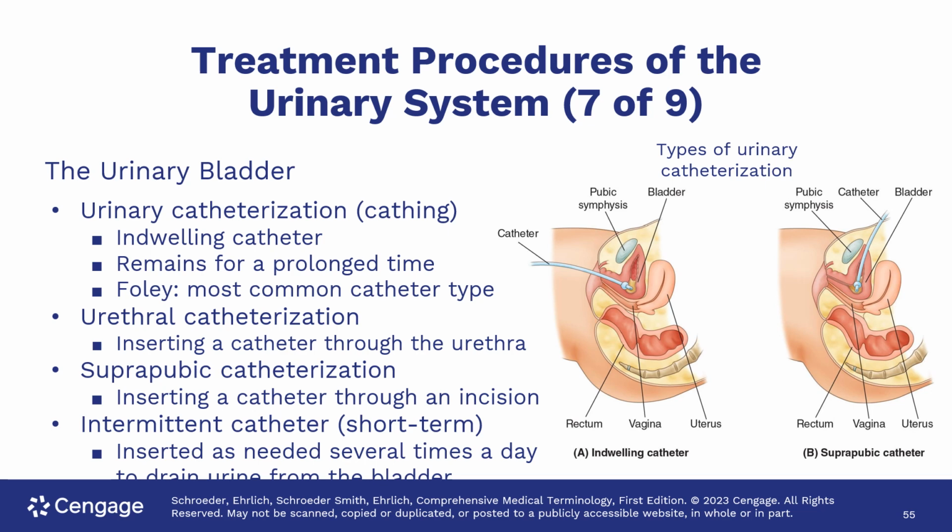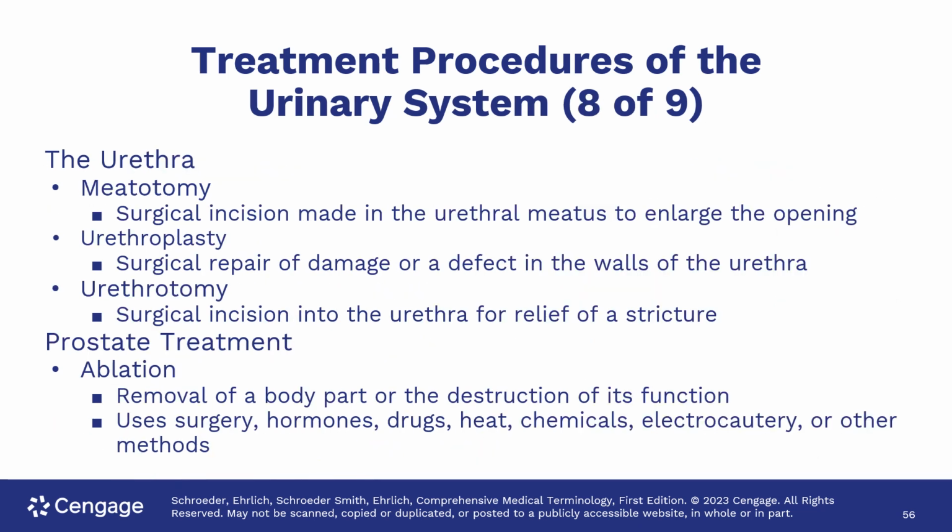You can treat the bladder by catheterizing or putting a catheter in there. A catheter is a tube. It can be temporary or permanent. It can be through the urethra or through an incision just above the pubic bone. For the urethra, you can enlarge the opening through meatotomy. You can repair it via urethroplasty, or you can make an incision in it called urethrotomy.